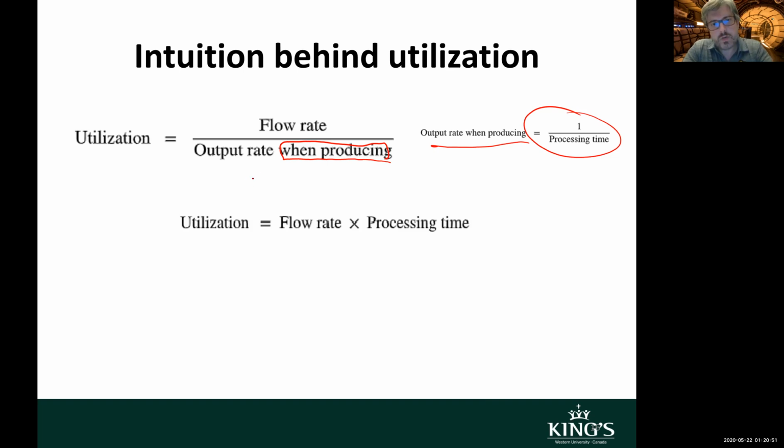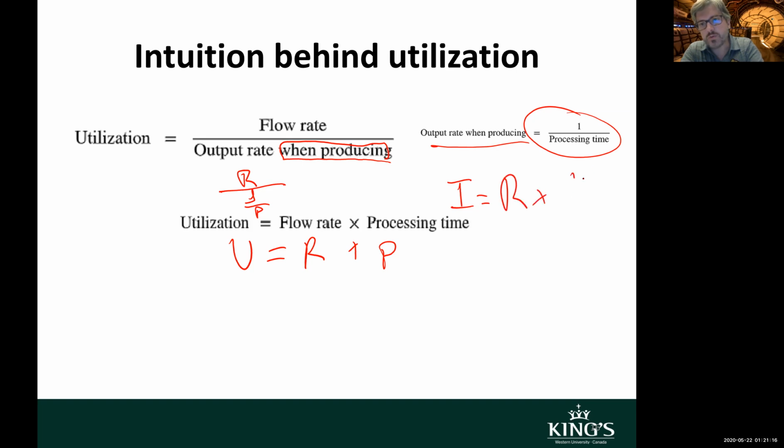So rate divided by 1 divided by P is actually rate times P. So this is an interesting concept. Your utilization is your flow rate times your processing time. This is very different than inventory equals your flow rate times your flow time. Flow time, we now know, includes P, includes setup time, and includes time in queue. Remember that? So my utilization revolves only around my processing time.